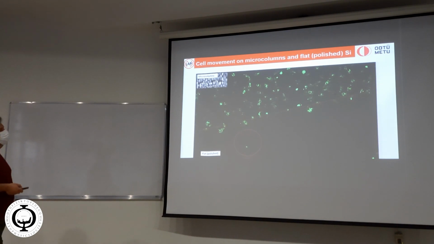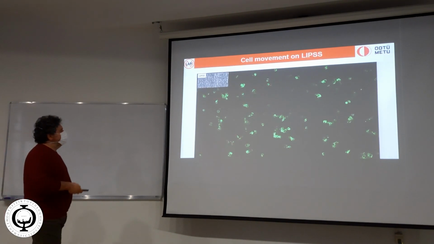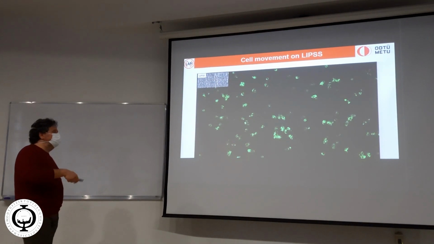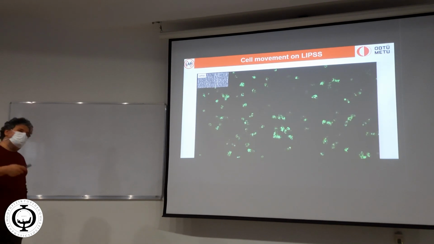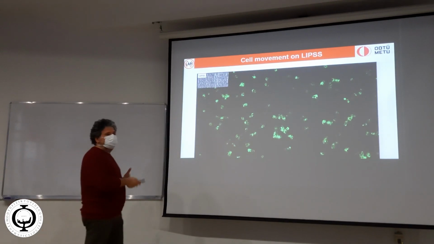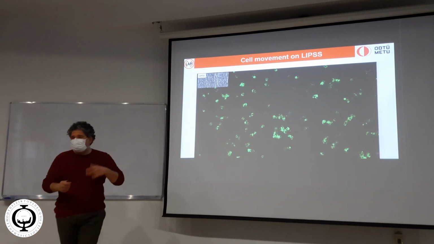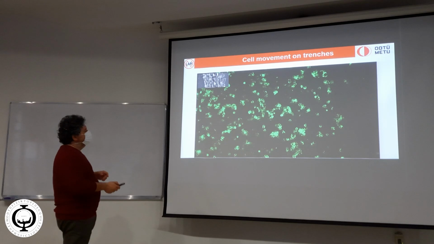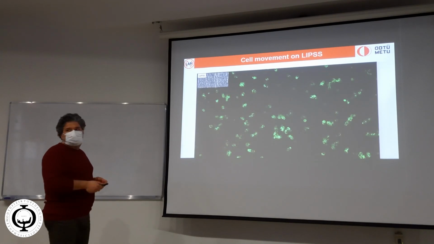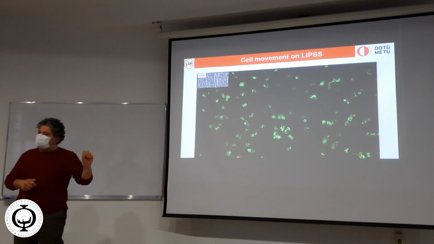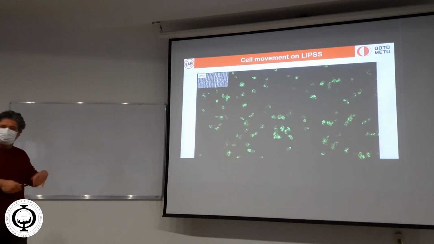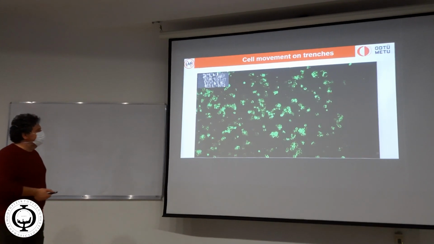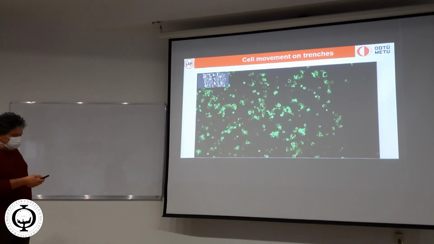Okay. Then this is on lips. On the lips pattern, they do move more than they do on microcolumns. So they are more mobile, but not as much as they are on the flat. So something in between. Nevertheless, it's a good compromise because the number of cells on the lips pattern is also not too small. They kind of also stick here. Now these are the trenches. They are very fixed, not moving too much, etc.